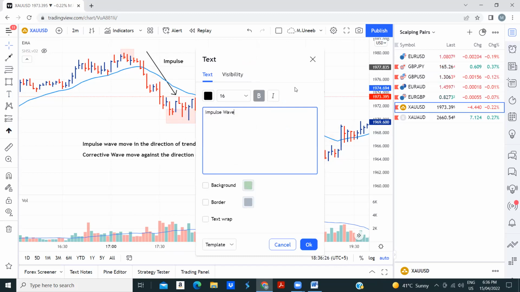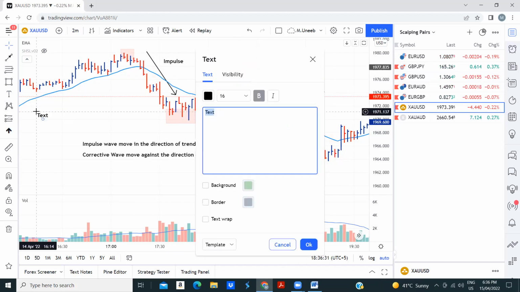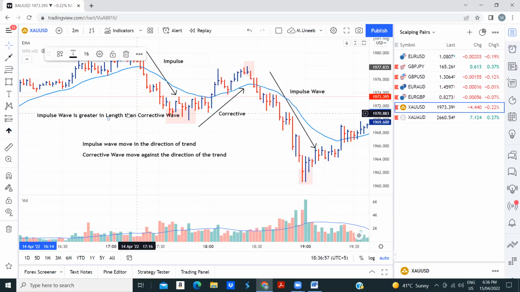Okay. Now, another thing I need to tell you. That is, the impulse wave is greater in length than the corrective wave. Got it? The length of this one, the impulse wave, is greater than this.